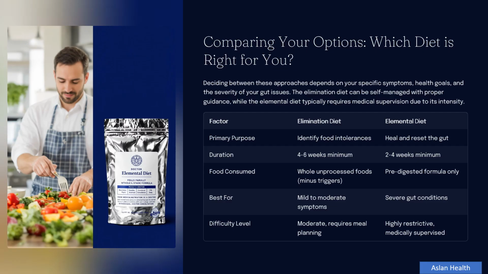The elemental diet, on the other hand, heals and resets your gut. It's a minimum of 2 weeks on that, and then a minimum of 2 weeks after that on partial. That's my recommendation. It's a professional pre-digested formula only. You can't get this yourself. I use it for severe gut conditions, for microbiome overgrowth, dysbiosis, etc. It's highly restrictive, but it is clinically supervised and very effective.